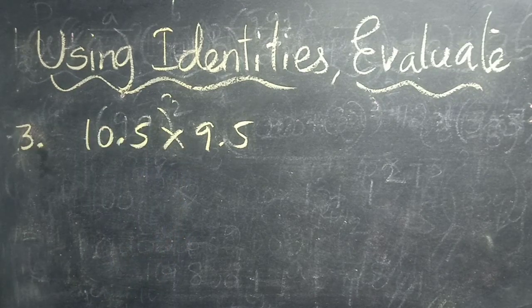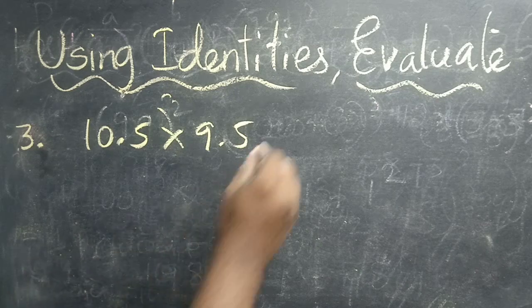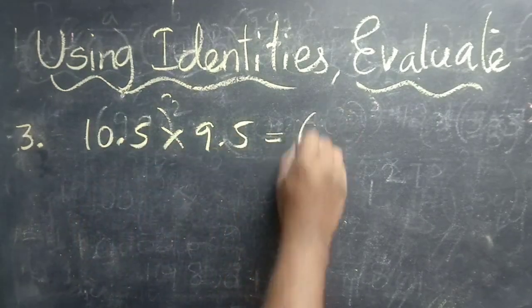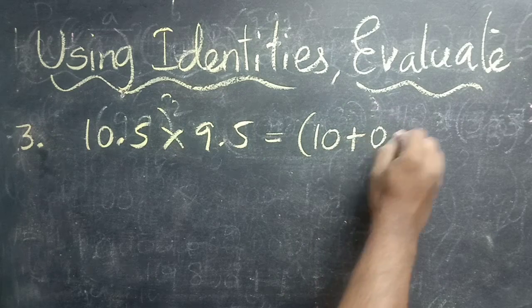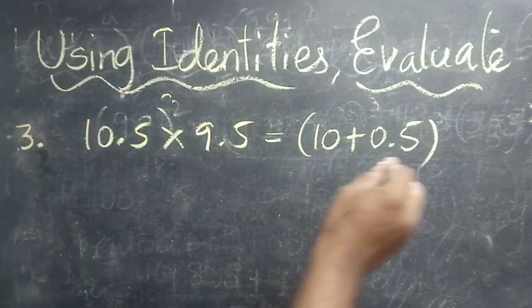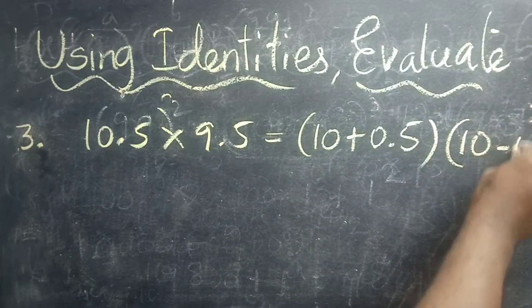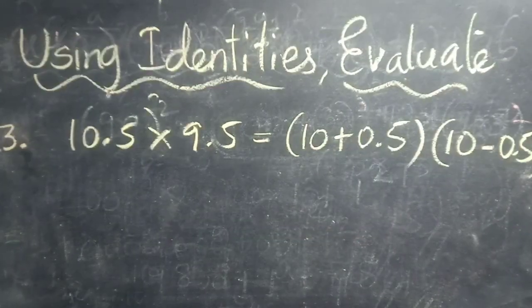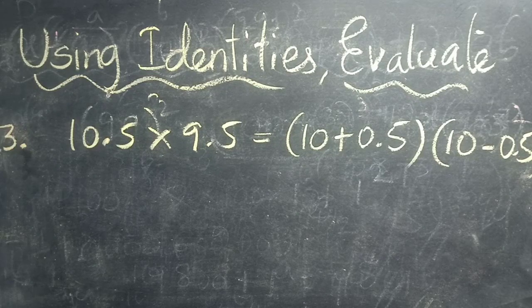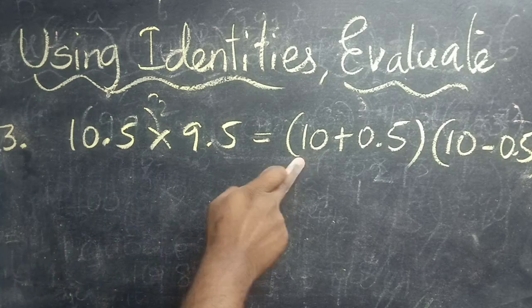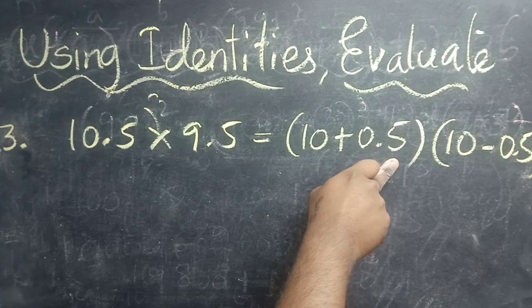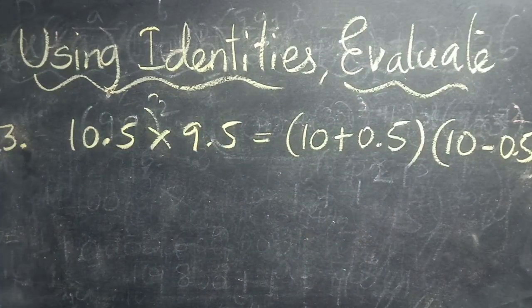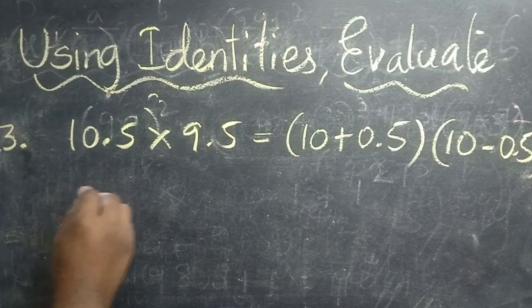10.5 into 9.5. Using which identity can we simplify? So I can write 10.5 as 10 plus 0.5. In the same way, 9.5 can be written as 10 minus 0.5. In the place of a, I have 10. In the place of b, I have 0.5. Therefore, I can use the identity (a plus b) into (a minus b).